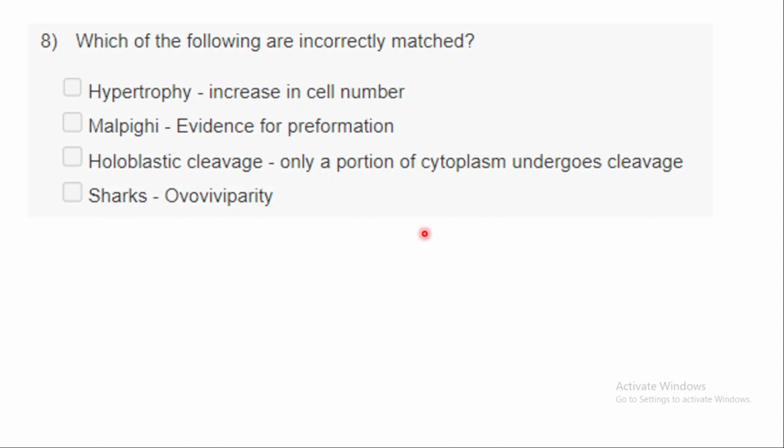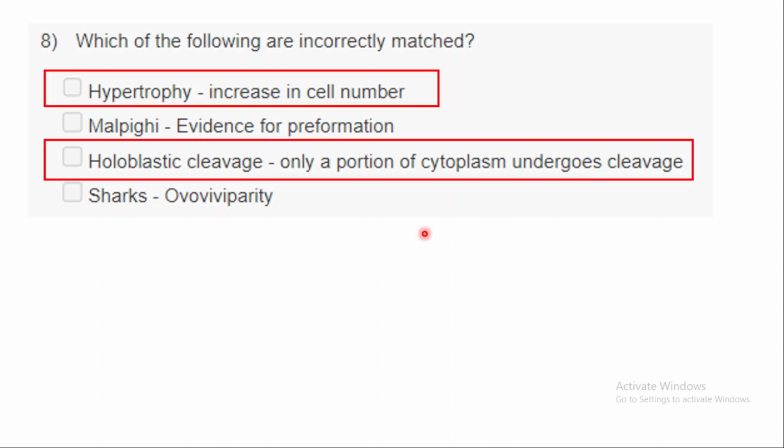Ajay says 1 and 3. Okay. Any other answers, people? Dipanvita is also saying 1 and 3. And let us see which is the correct answer. So Ajay and Dipanvita are both correct. Option 1 and option 3 are the incorrectly matched statements.